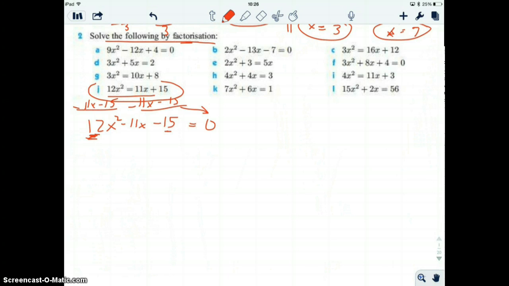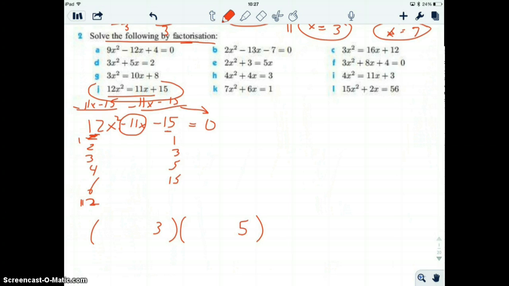So the possible factors for 15 are 1, 3, 5, and 15. The possible factors for 12 are 1, 2, 3, 4, 6, 12. 12 is a popular one because it makes you work, right? And then we just need to figure out combinations here that are going to end up with negative 11x. And this is just kind of a, you just got to choose things and see if those work. So let's try first, I don't know, 3 and 5 for 15, right?